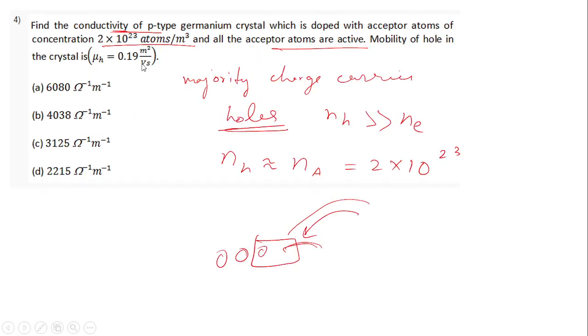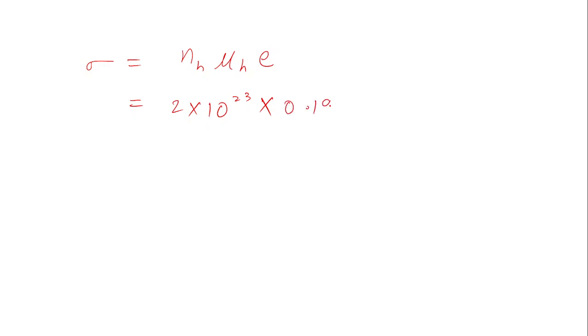The formula will be the concentration of holes times mobility times charge, because the hole is the majority charge carrier. So we only care about holes, we don't care about the negative charge carrier, which is the electron. Thus our expression reduces to the mobility of holes and the charge of holes. The concentration of holes was 2 times 10 to the power 23. The mobility of holes is given as 0.19, and the charge we know is 1.6 times 10 to the power minus 19. Since this is conductivity, the unit will be per ohm per meter.